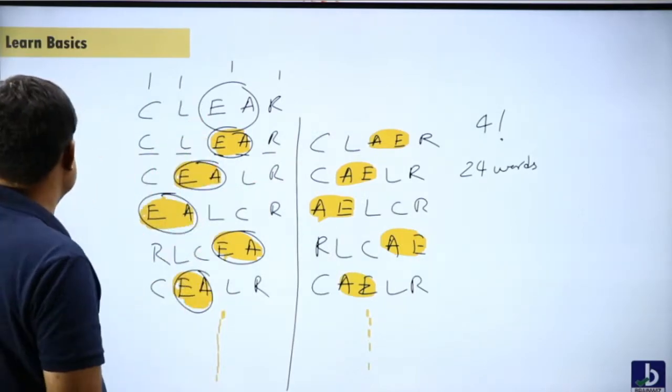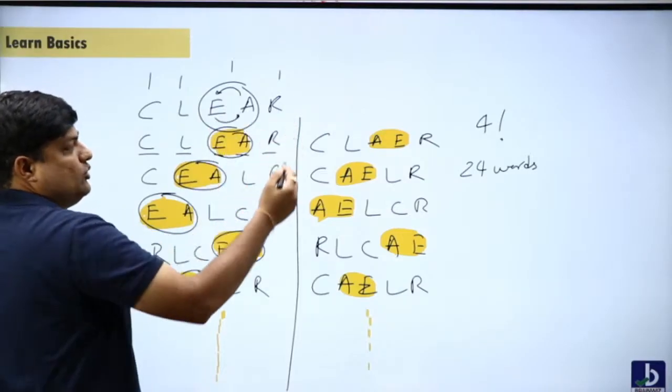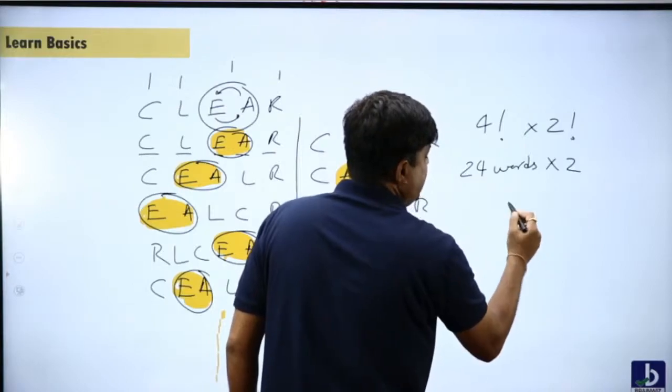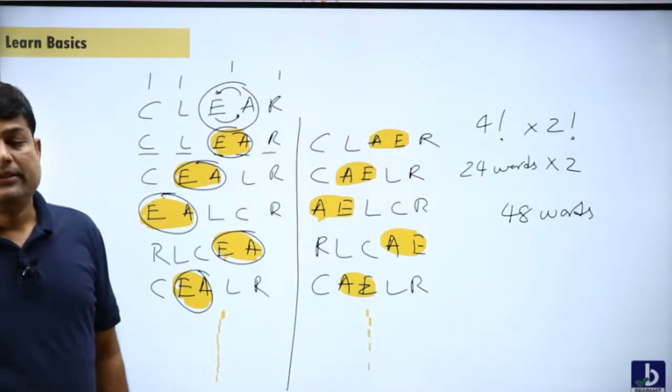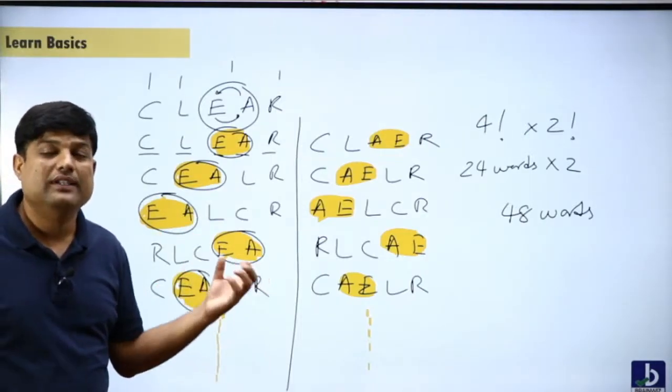What are you going to do now? Internally, these 2 letters are changing among themselves. So all these 24 words have to be multiplied by 2 factorial. That's it, 48 words are formed. Are you understanding, students? How many words are formed? 48 words. What is this concept we call? Vowels together.